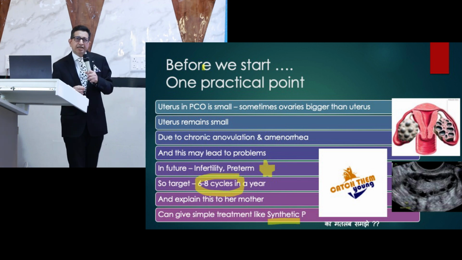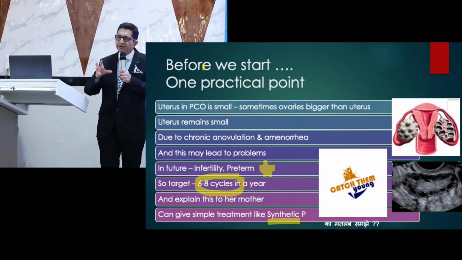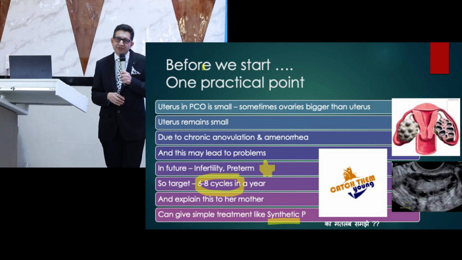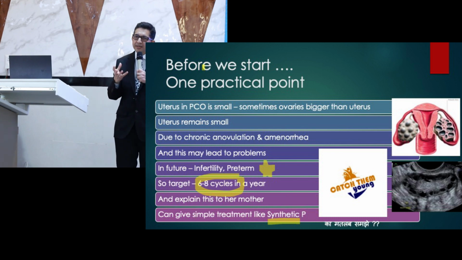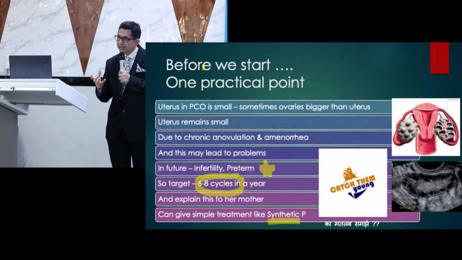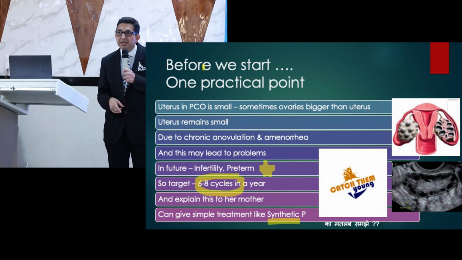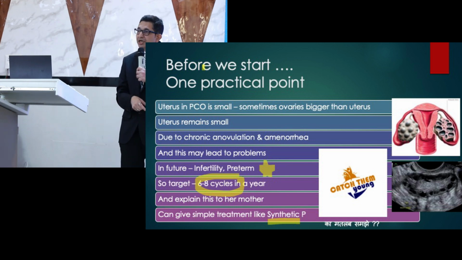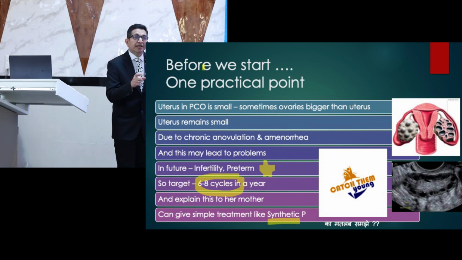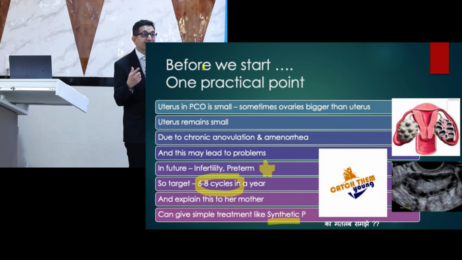Before we start, I'll tell you one practical point. Whenever you do ultrasound of a case of PCO, you will find that sometimes the ovaries are very big. They are bigger than the size of the uterus. And not only that, sometimes the uterus is small in size. Why does the uterus become small in size? It is because of the amenorrhea which the PCO patients have.